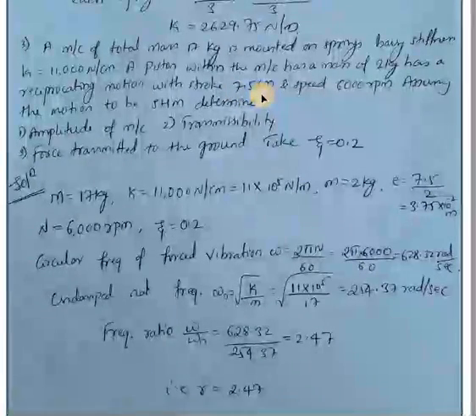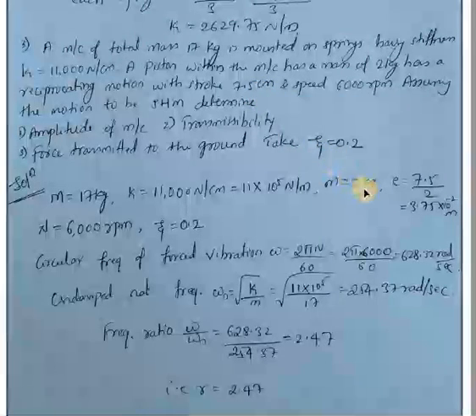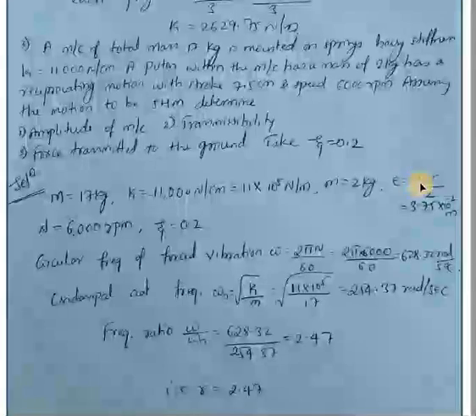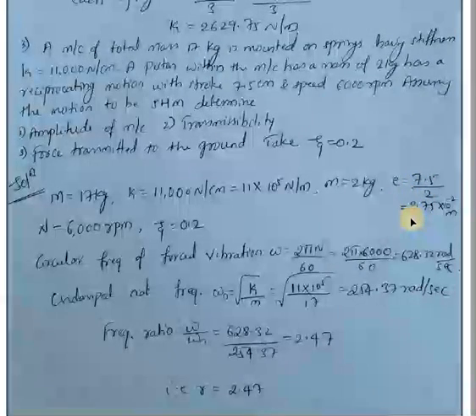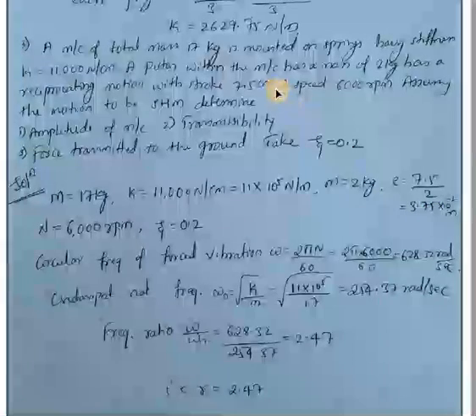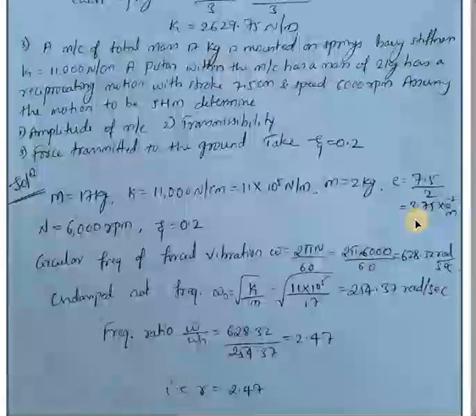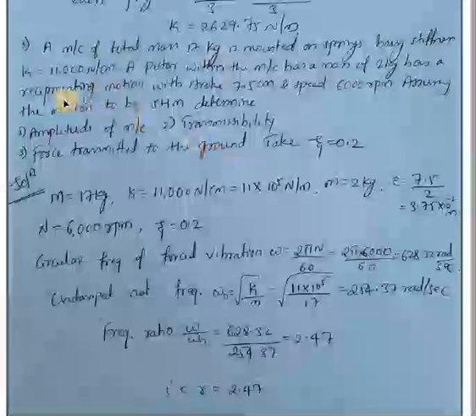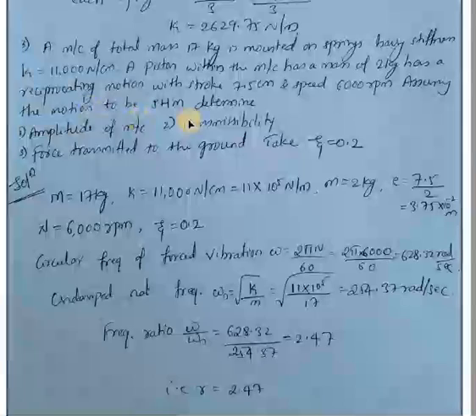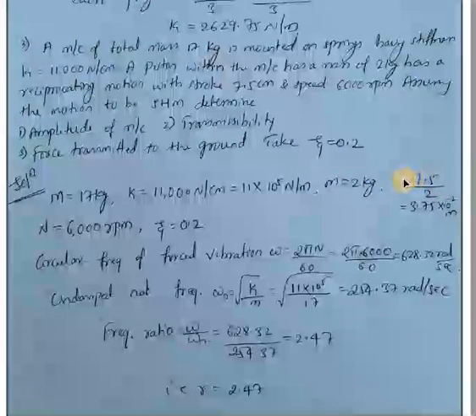So here the total stroke length is given. From that you need to calculate the eccentricity value, that is e equal to half of it: 7.5 divided by 2, which will be 3.75 into 10 raised to minus 2 meter, because it is given in centimeter and you have to convert it into meter. Here it is a reciprocating motion, and for that reason e exists in this problem.